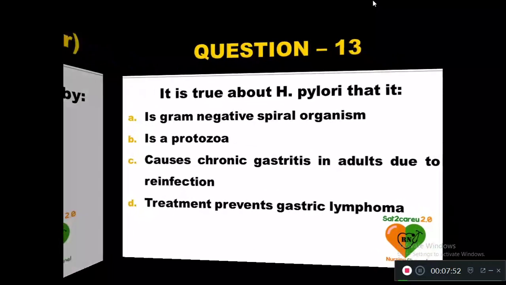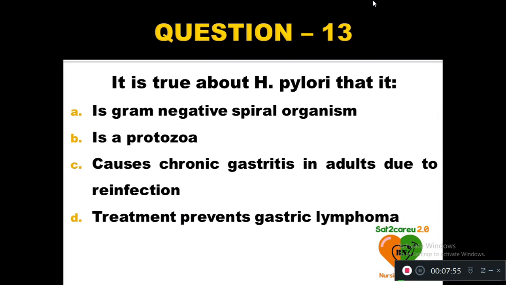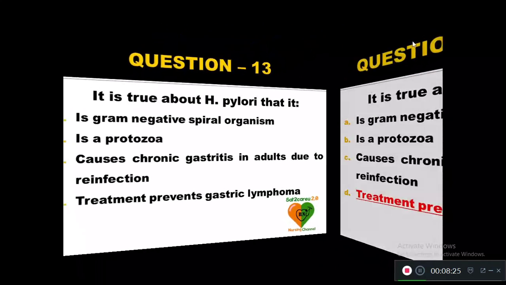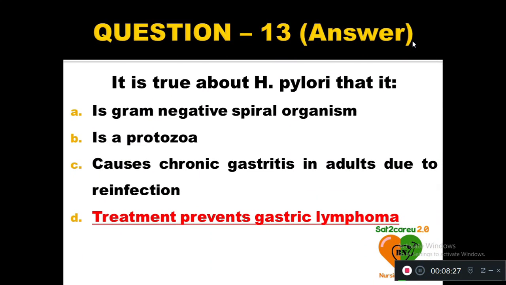Question number 13. It is true about Helicobacter pylori that it option A, is a gram-negative spiral organism. Option B, it is a protozoa. Option C, it causes chronic gastritis in adults due to reinfection. Option D, treatment prevents gastric lymphoma. Which is true about Helicobacter pylori? The right answer is the treatment of it prevents gastric lymphoma.